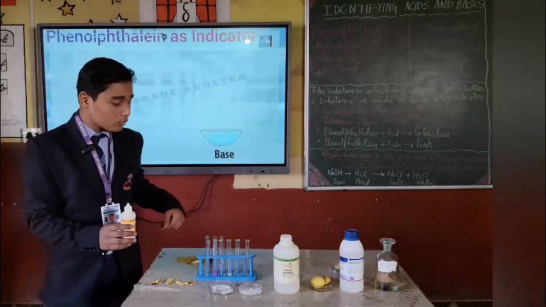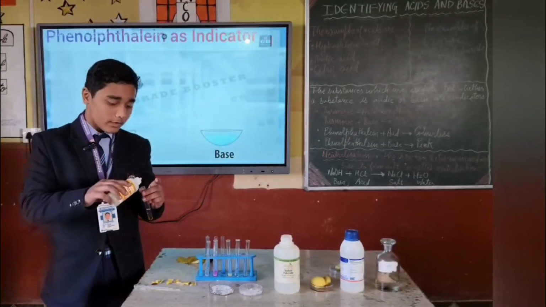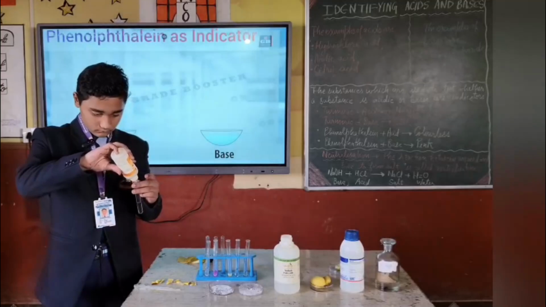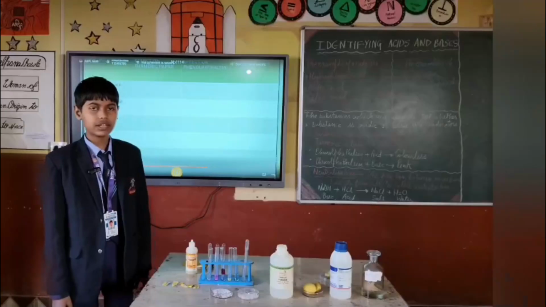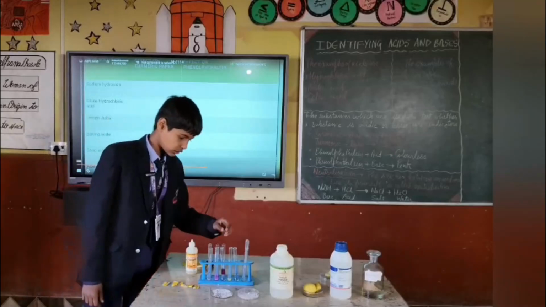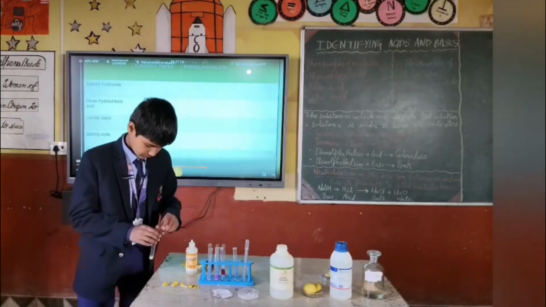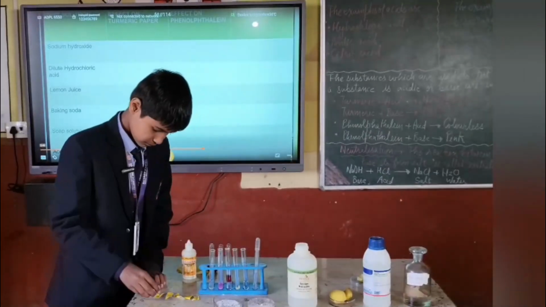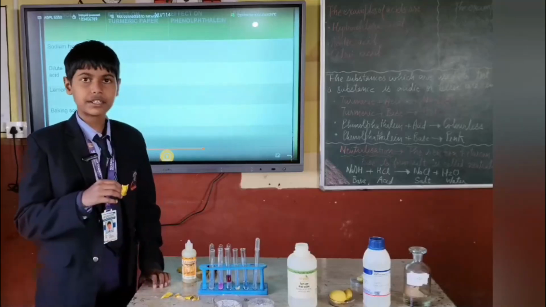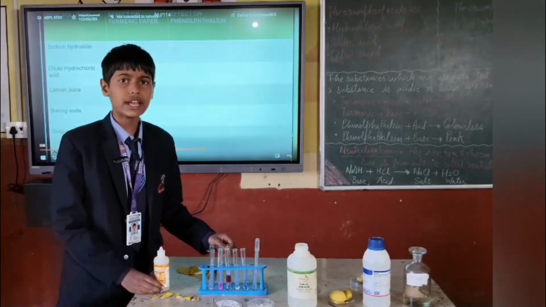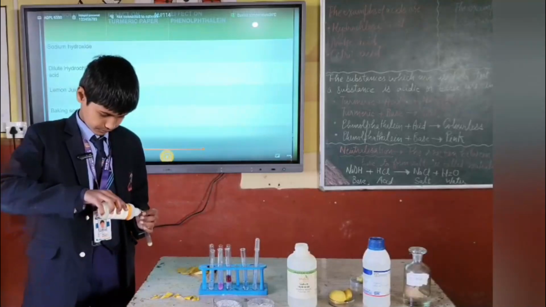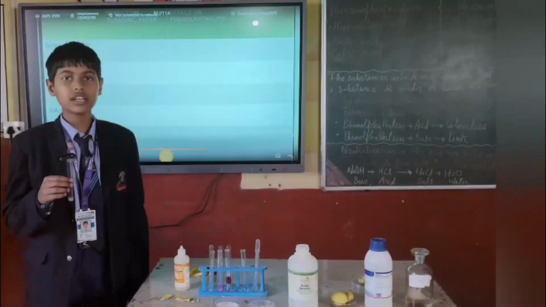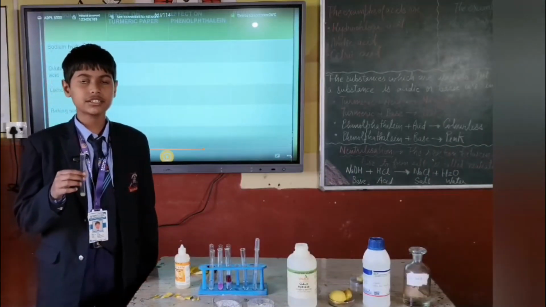Now on adding a few drops of phenolphthalein to sodium hydroxide, it turns pink, indicating it is basic in nature. We will add a few drops of lemon juice on turmeric paper. It remains yellow. Now we will add a few drops of phenolphthalein to lemon juice. The color does not change, which indicates it is acidic in nature.